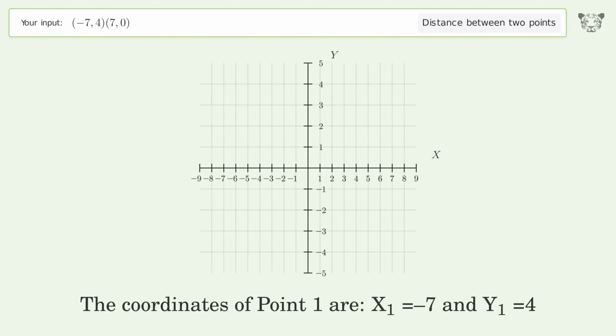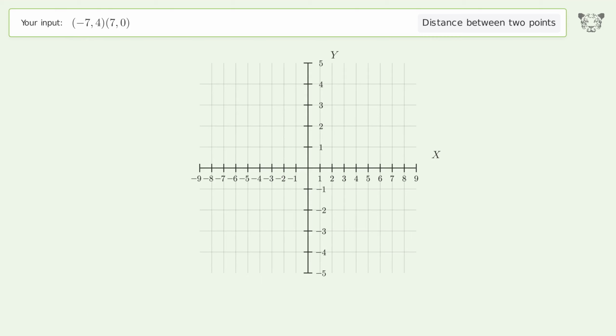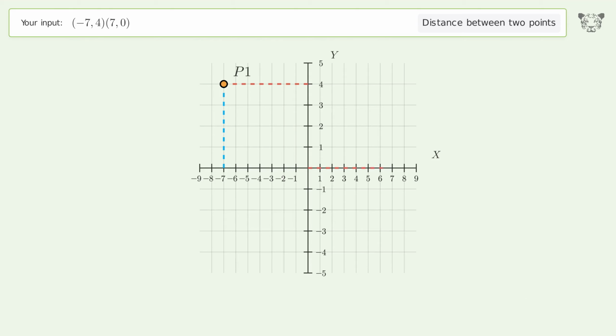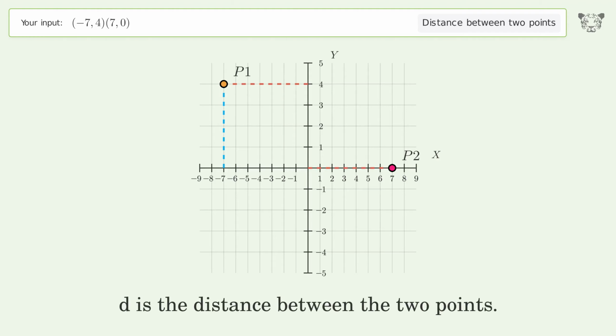The coordinates of point 1 are x1 equals -7 and y1 equals 4. The coordinates of point 2 are x2 equals 7 and y2 equals 0. D is the distance between the 2 points.